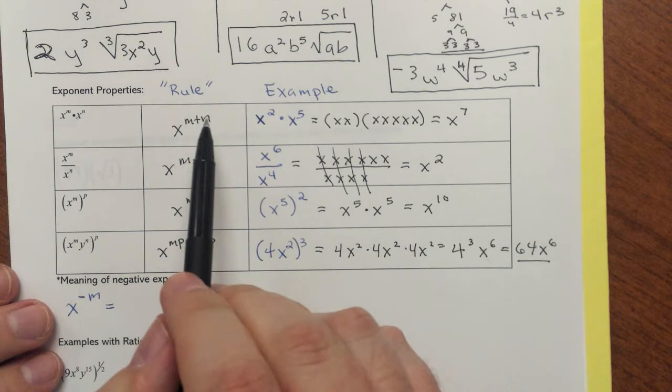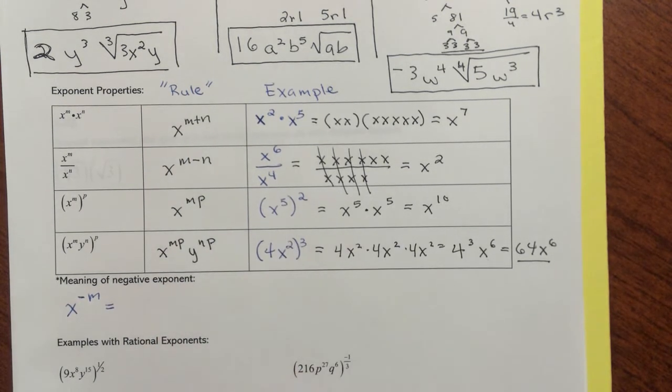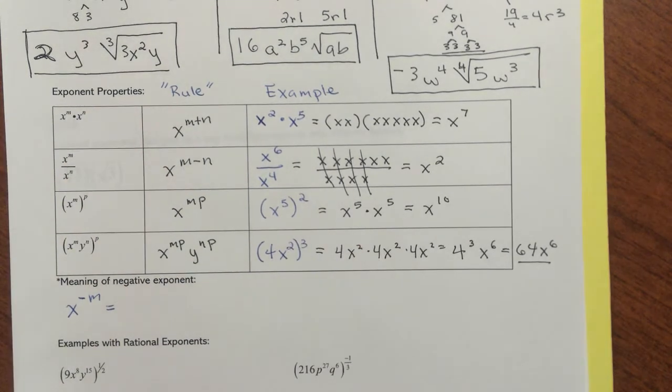So these are the rules that you came up with in Algebra 1. This is the justification. Now, when you do this with rational exponents, you really do kind of need to know it as a rule, because expanding it like this is not necessarily understandable.